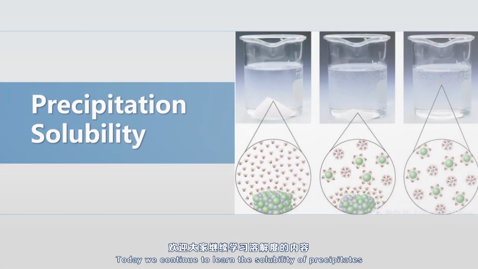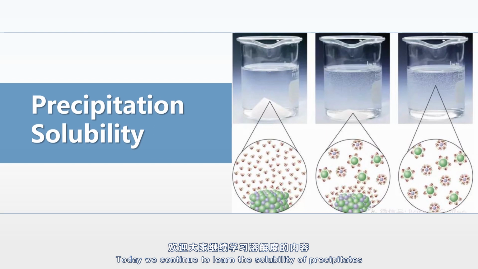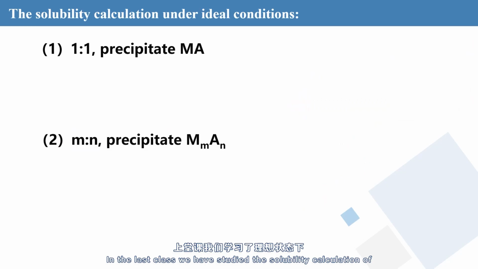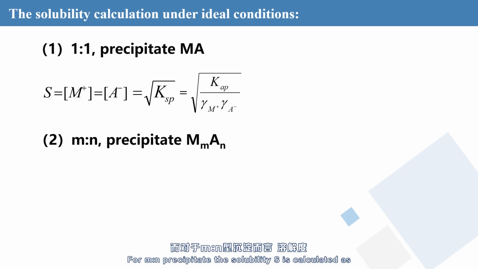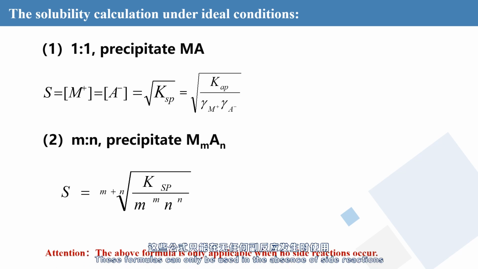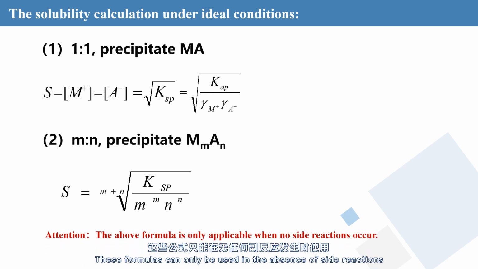Everybody. Today we continue to learn the solubility of precipitate. In the last class, we have studied the solubility calculation of 1:1 and m/n precipitate under ideal conditions. For 1:1 precipitate, the solubility S is calculated as. For m/n precipitate, the solubility S is calculated as. These formulas can only be used in the absence of side reactions.